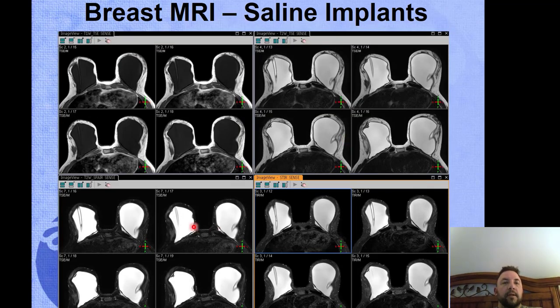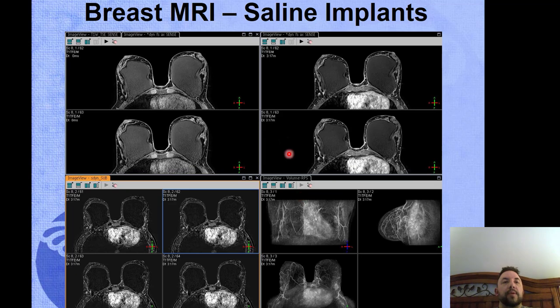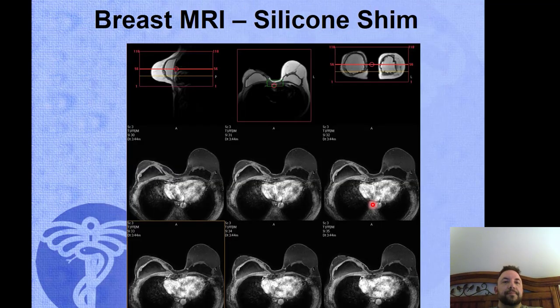Saline implants, T2 very bright, and T1 dark because it's a highly fluid containing substance. So saline tends to be very T2 bright, very T1 dark. And then when you go to inject contrast, again, same thing. You want to make sure you have a good, homogeneous, even fat sat so that your subtractions come out very nice and that your MIP images are able to see the vascular enhancement throughout the breast tissue.